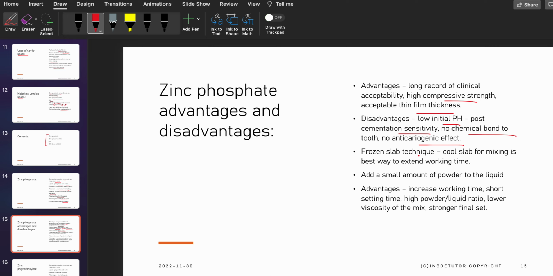Frozen slab technique: whenever we have to mix zinc phosphate, we use the frozen slab technique. So we have a slab that is actually cold. A cool slab for mixing is the best way to extend the working time. So if you have to extend the working time for zinc phosphate cement, you mix it on a frozen slab. Add a small amount of powder to the liquid. So what are the advantages? It increases the working time using this frozen slab technique. There will be short setting time and high powder liquid ratio, lower viscosity of the mix, and stronger final set. Viscosity means how watery or how thick it is.